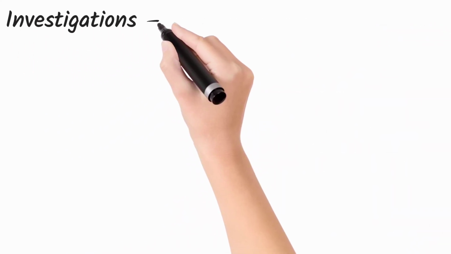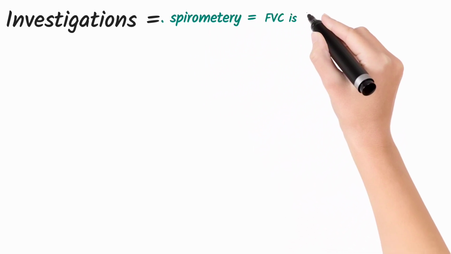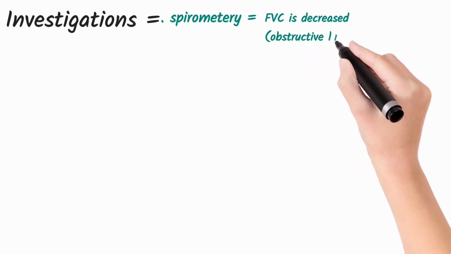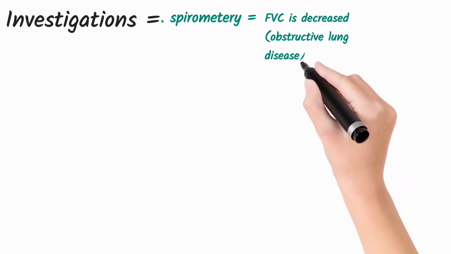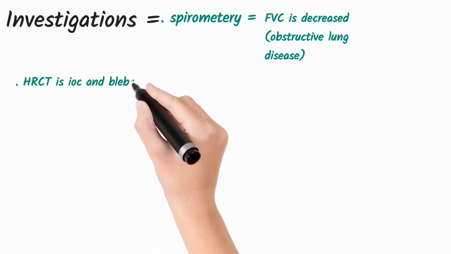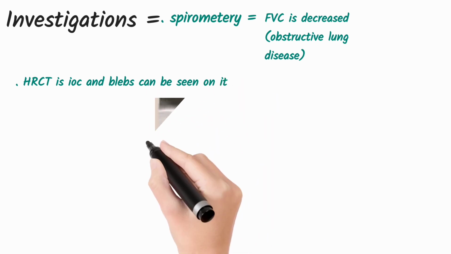Investigations to be done are spirometry. On spirometry, forced vital capacity of the lung is decreased. That means it is an obstructive lung disorder. On HRCT, blebs can be seen, and HRCT is also the investigation of choice.